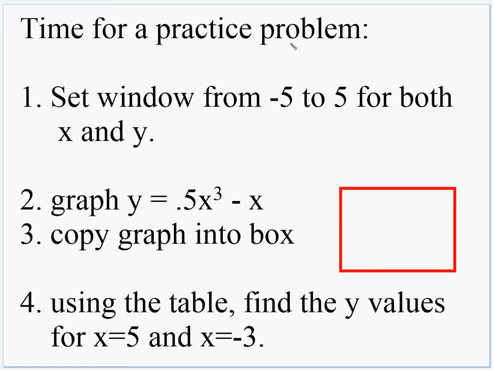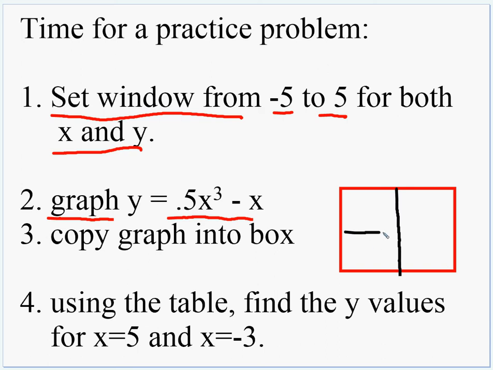So for this practice problem, you're going to set your window from -5 to 5 for both the X and the Y values. You're going to graph this function in the Y editor, 0.5x cubed minus x. And then bring up your graph. Draw a little rectangle on your paper and copy your graph into this rectangle. And then go to the table feature and find the Y values for these two different X values, 5 and -3. So again, take a moment, pause the video, try those out, and then start the video back up, and I'll let you know if your answers were correct.